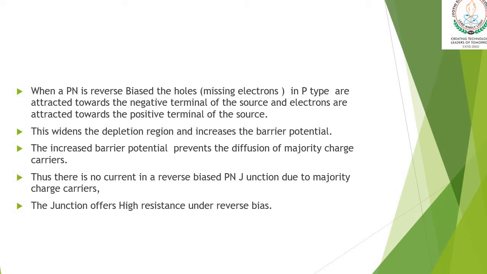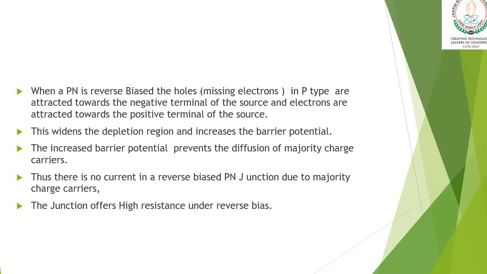What I explained: electrons move from the negative terminal of the battery to enter the P. Because of the positive potential connected to the n-type, the covalent bonds in the n-type break, giving electron-hole pair combinations. Electrons in the n-type will get attracted to the positive terminal of the battery. So you will have negative charge in the p-type and positive charge in the n-type, and the depletion width is increasing. This widens the depletion region and increases the barrier potential. The increased barrier potential prevents the diffusion of majority charge carriers. The barrier potential becomes equal to the bias potential now.